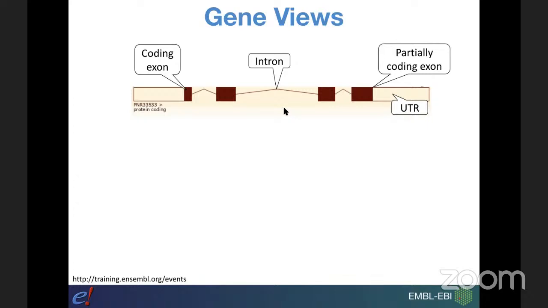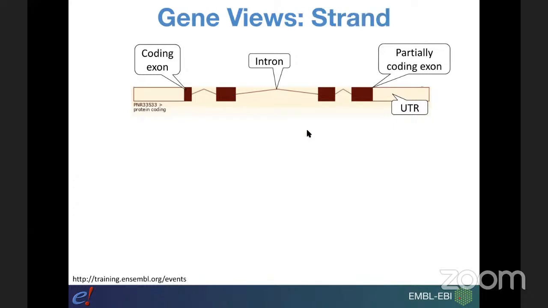However, coding transcripts might also have empty boxes, so empty exons at either the 5' or 3' end, and these are UTRs, untranslated regions. So it's important to realize that not all exons are coding. UTRs are exonic as they remain in the transcript after splicing, but they are non-coding as they don't get translated. And then we have introns, shown as the lines that connect the exon boxes.